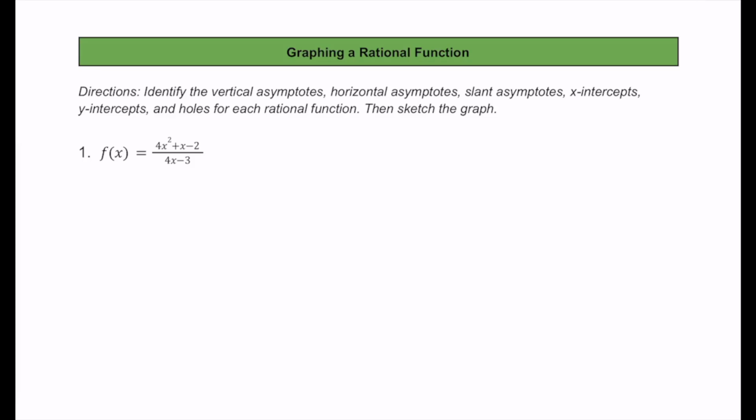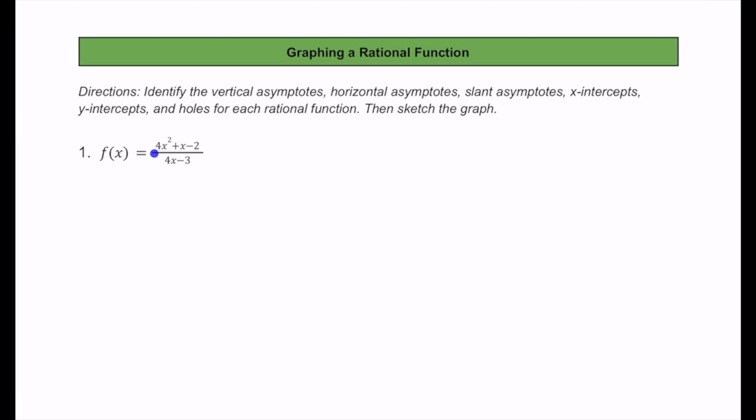Let's practice graphing a rational function together. In this particular example, we have the function f of x is equal to 4x squared plus x minus 2 over 4x minus 3. The first thing we're always going to want to do is see if we can factor this rational expression, either the top or the bottom of it.